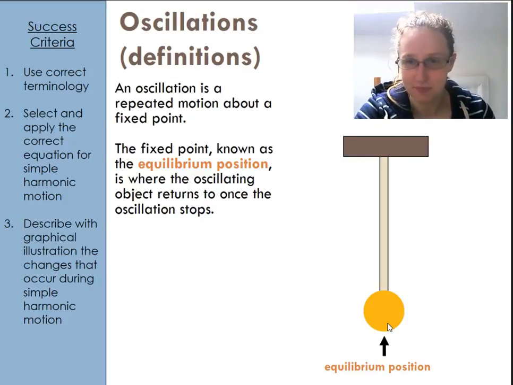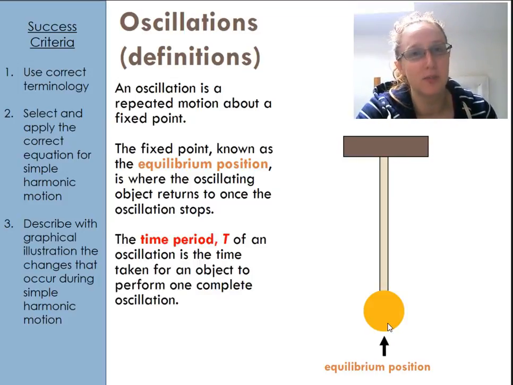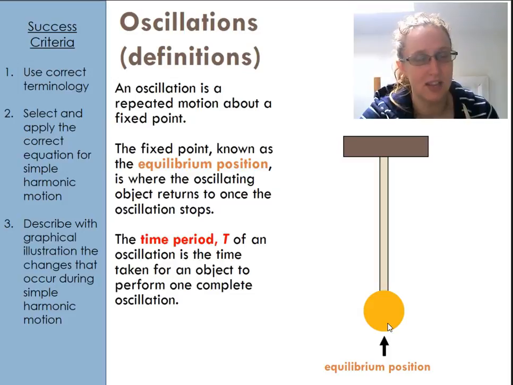Just as we have time periods for our circular motion, so the time it takes for the object to go all the way around the circle, we have a time period for our oscillation. It's the time for the object to complete one complete oscillation. You've got to think a little harder about these ones, because with the circle it's easy. It's done when it's back where it started from.